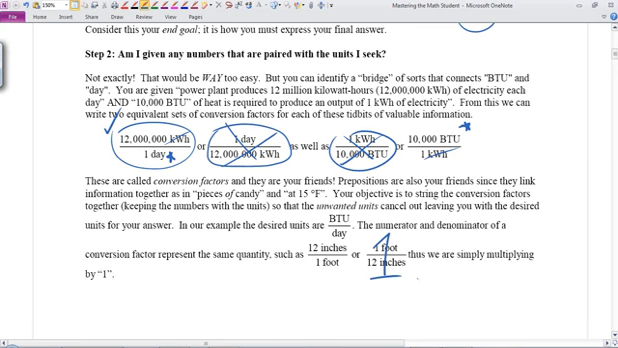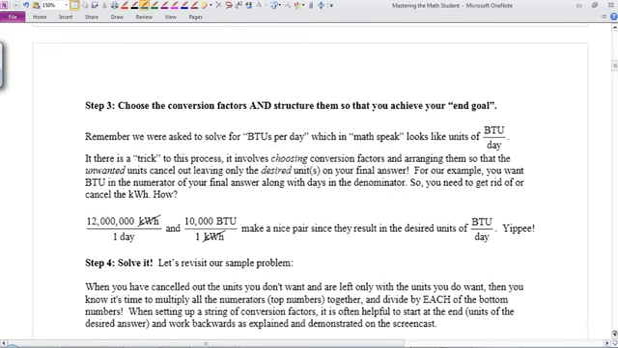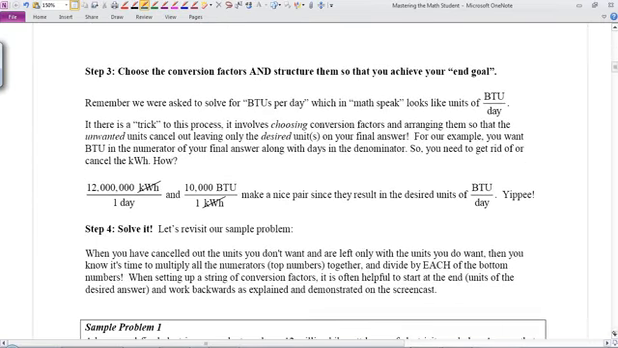Which is why it's legal to flip them, take the reciprocal, flip them upside down, just because they're representing the same quantity. It's a matter of, are you multiplying by 12 or are you dividing by 12? Which direction are you actually going?